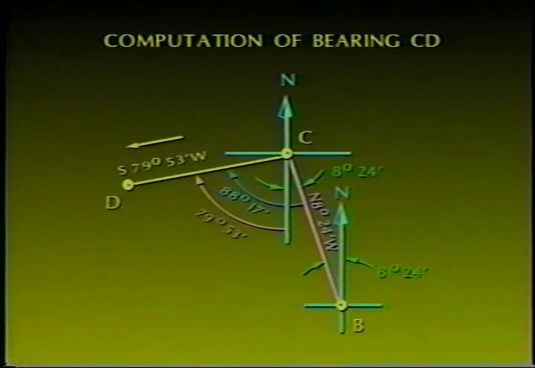Now let's determine the bearing of line CD. The bearing of line BC is north 8 degrees 24 minutes west, so the angle at C from the meridian to point B is 8 degrees 24 minutes. The angle at C from B to D is 88 degrees 17 minutes, which places the line in the southwest quadrant. Since bearings in the southwest quadrant are measured from the meridian going south, the bearing of line CD is simply the value of the angle, 88 degrees 17 minutes, minus the bearing of line BC, which is 8 degrees 24 minutes, equaling a bearing of south 79 degrees 53 minutes west. I hope you can see how a sketch for this type of problem can ultimately save you time and a lot of frustration in determining the solution.